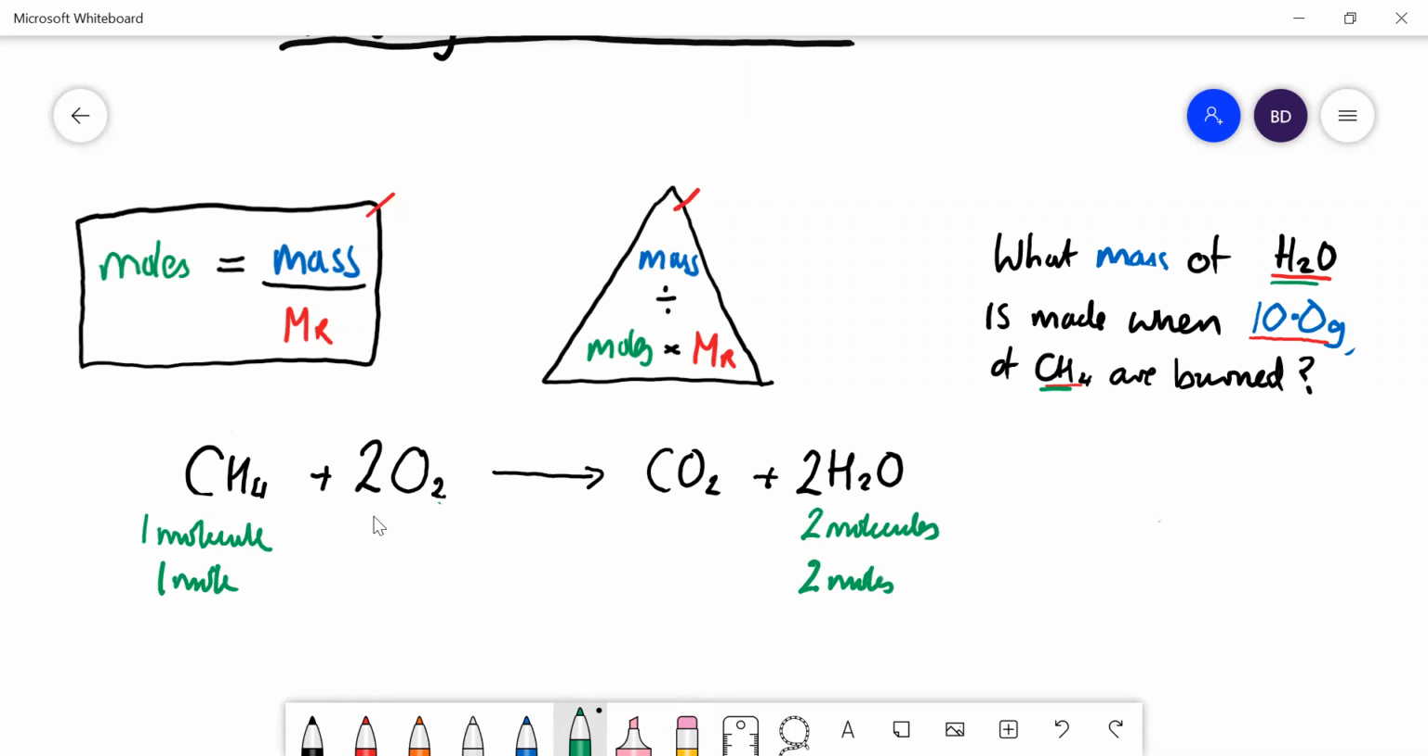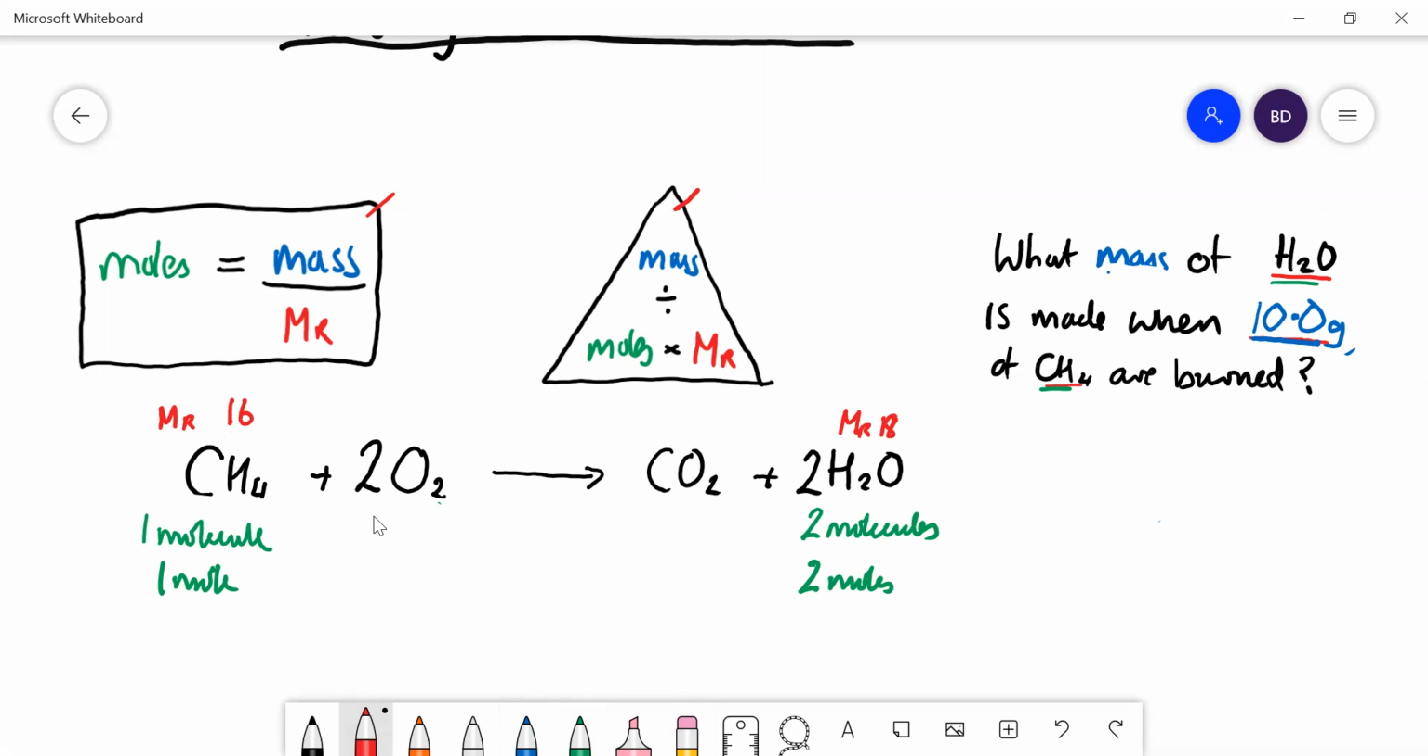But they don't give us the number of moles here. They give us the mass of methane, 10 grams. So we need to convert that into a number of moles. It's quite handy to have the Mrs of the things we're interested in here. So the Mr of methane is 16 and the Mr of water is 18.